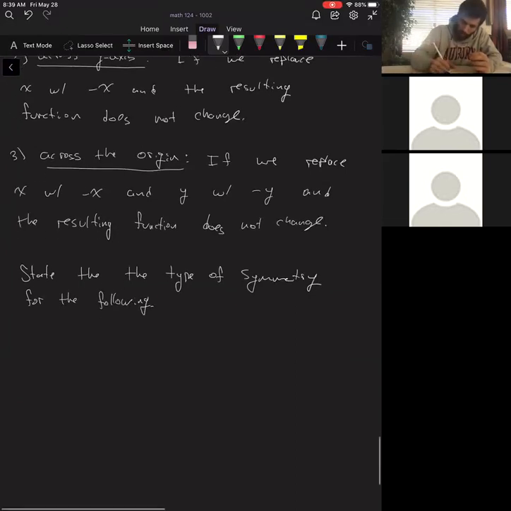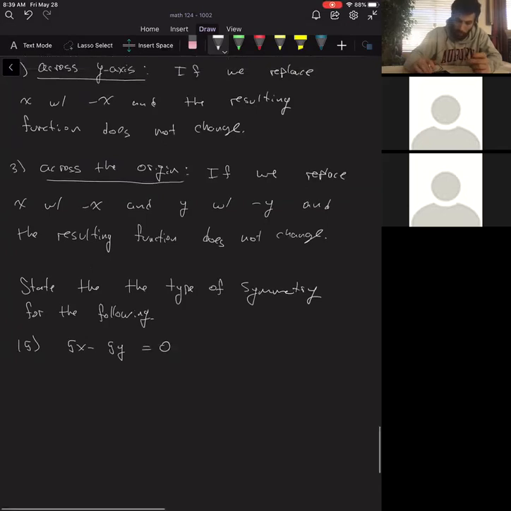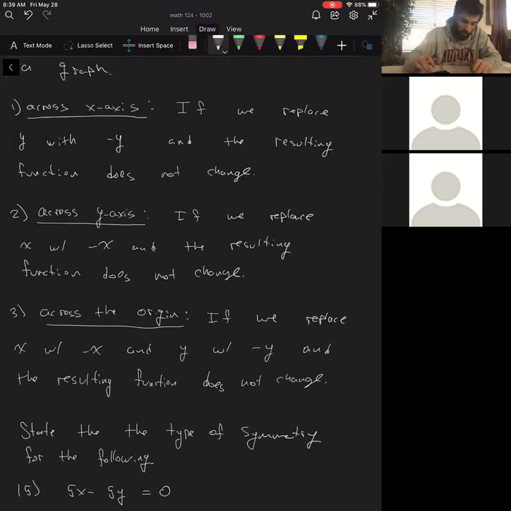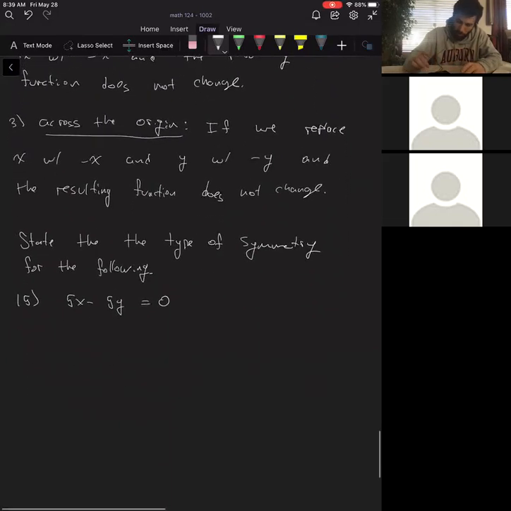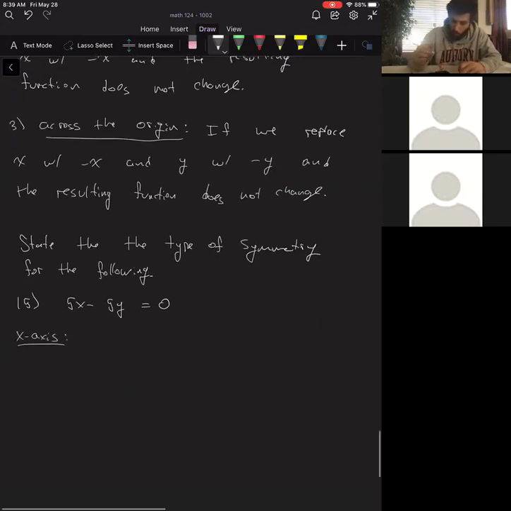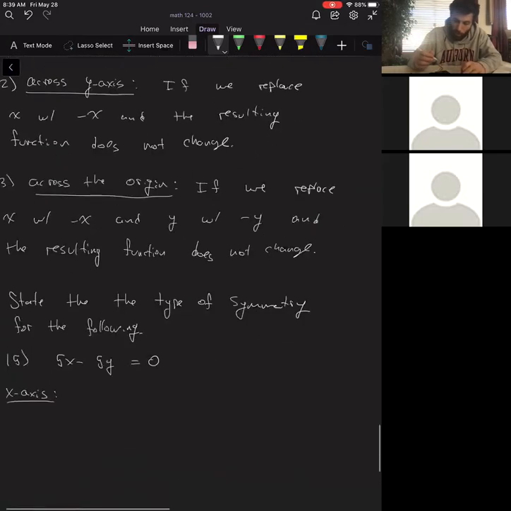Okay, number 15. The equation we're given is 5x minus 5y is equal to 0. All right, so let's see if this has any type of symmetry. It's either going to be across the x-axis, across the y-axis, across the origin, or neither. So let's test the x-axis. The x-axis says that we need to replace y with minus y.